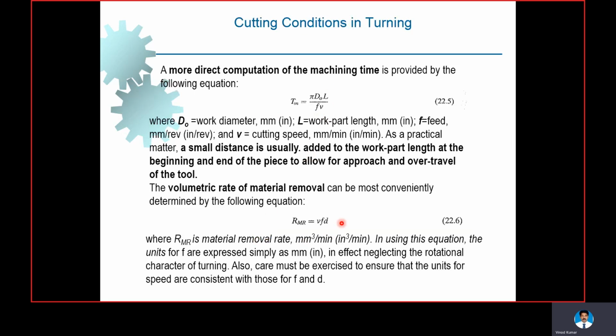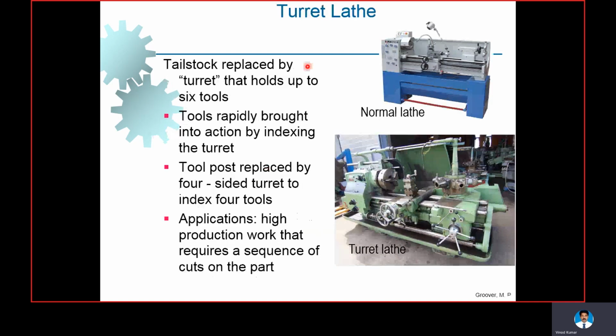Material removal rate can be calculated using the equation v f d. v is the cutting speed, f is the feed, and d is the depth of cut. So sometimes we go for advanced machines like the turret lathe. In a turret lathe, the tailstock is replaced by a turret that holds up to 6 tools. The tool post is replaced by a 4-sided turret to index 4 tools. You could see here a turret replaces the tailstock so that you can use multiple tools at a time. Such machines are used for high production work that requires a sequence of cuts on the part.